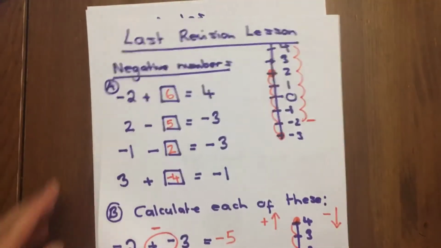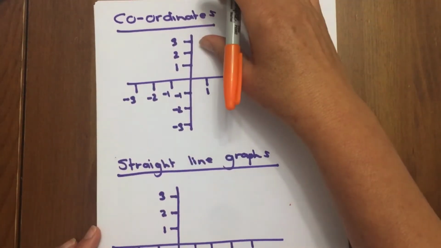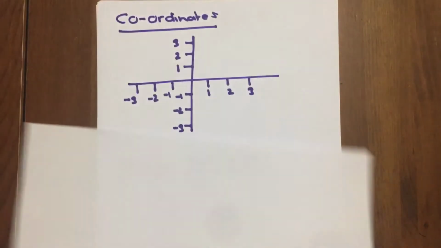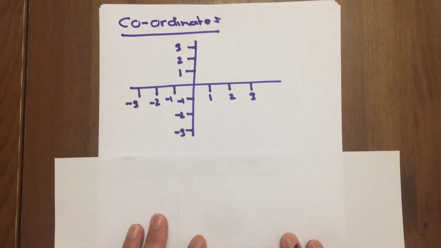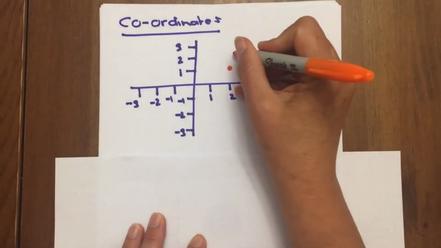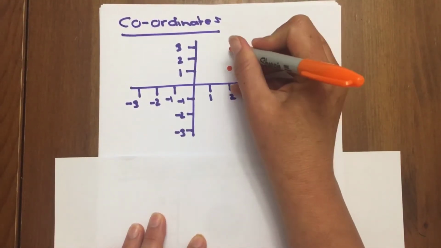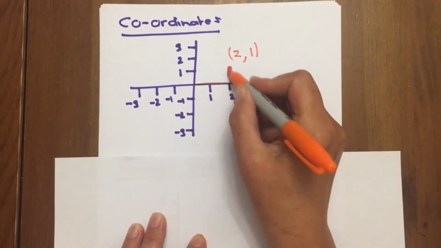Okay, next bit. I'm going to go through fairly quickly, guys, because there is a lot to do. Right, coordinates. I'm sure you all know your coordinates. Let's just check. Okay, what's this coordinate here? Yeah, it's 2 along, 1 up. Along the corridor, up the stairs.